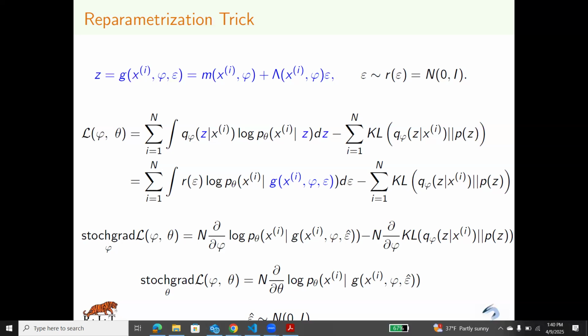In Monte Carlo estimation, we sample epsilon from the normal distribution. In machine learning, we typically use just one sample, m equals 1. So for mini-batch estimation, I should write 1 over m and the sum over m samples from the standard normal distribution. But if m is 1, we will get just one sample.